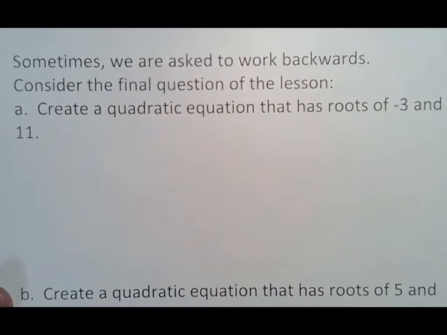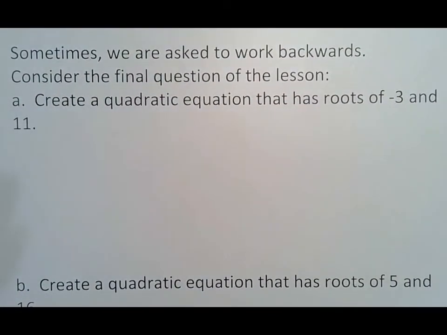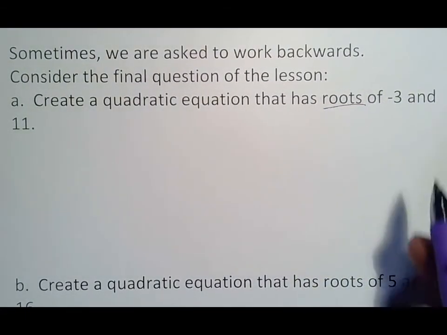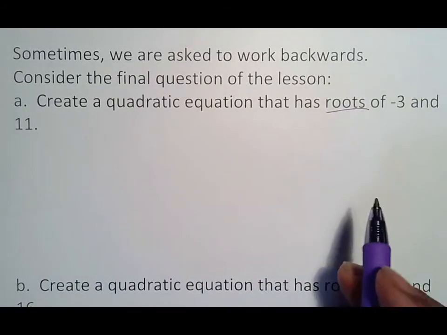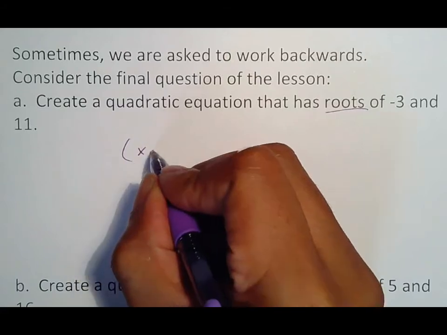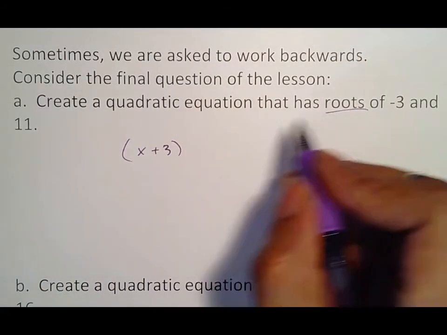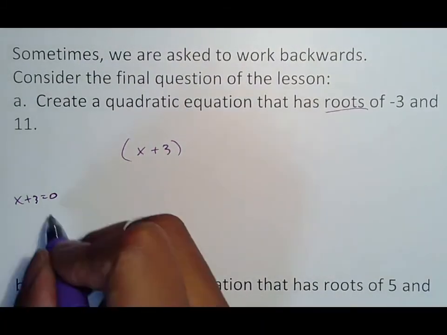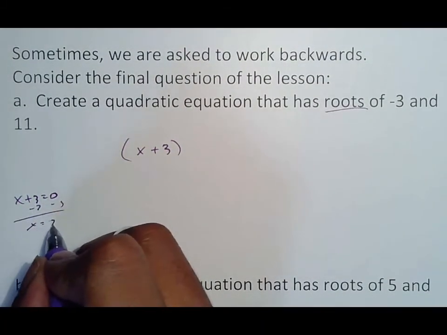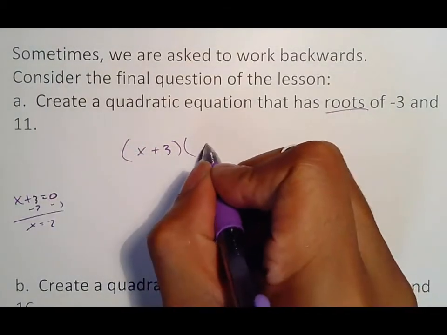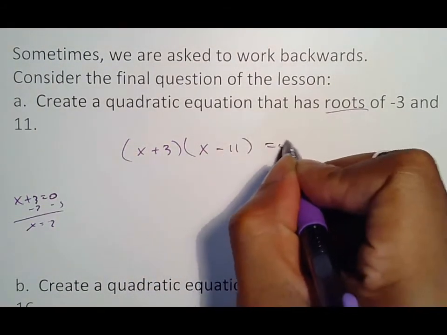Sometimes you're asked to work backwards, as you will be on today. You want a quadratic equation with roots of -3 and 11. Remember that roots are zeros or solutions. So in other words, your roots are -3 and 11. I'm going to give you a hint here. If the root is -3, that means it's probably going to be x plus 3, right? Because I would put x plus 3 equals 0, which means that I would do that work to get x equals -3.